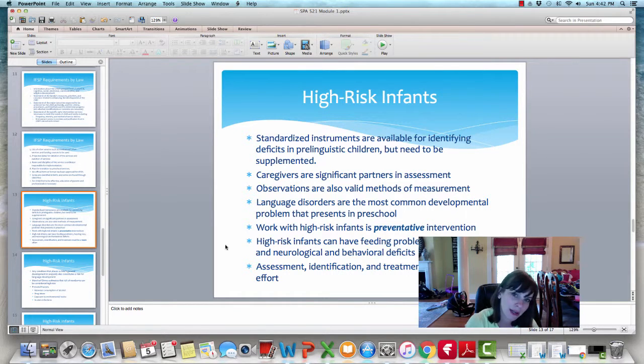Of course, we can use standardized instruments that are available for identifying deficits in pre-linguistic children, but a standardized instrument needs to be supplemented, and all of those psychometric testing properties that we've talked about, all that test sensitivity, specificity, all of that needs to be taken into consideration when we're using assessments to identify these children, particularly pre-linguistic children, because there's such little signs that we're looking for in linguistic interaction.